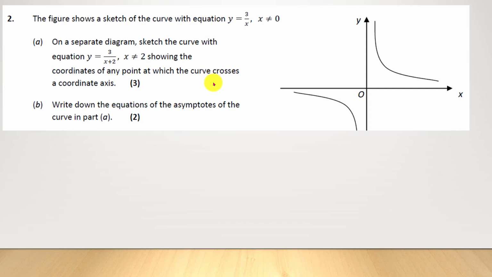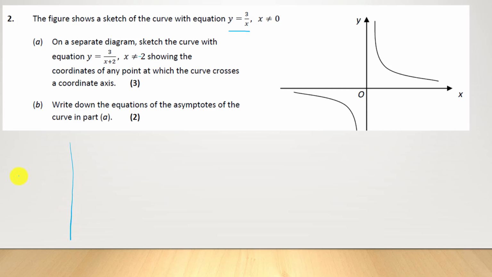Right, so let's have a look at this question here. Do have a read of it. We have the curve of y equals 3 over x. On a separate diagram, sketch the curve of equation 3 over x plus 2 where x is not equal to 2, showing the coordinates of any point at which the curve crosses the coordinate axes, so obviously that's y-intercept and x-intercept. Not sure why x can't equal 2 here, because we will get 3 over 4. I'm sure they mean -2, but anyway, let's just draw the sketch of it.